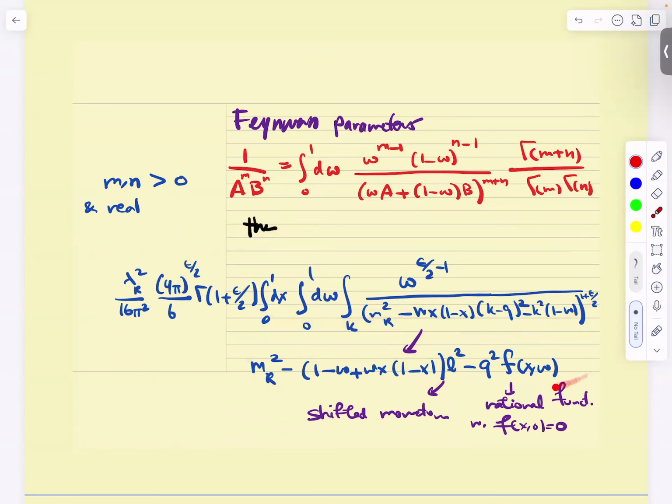And as always, there's a shifted momentum, right? So this is the structure of it. It's going to be an integral over x. There are a bunch of gamma functions. The integral over x came out of the first Feynman parameters. The integral over w came out of the second Feynman parameters, right? And then there are all sorts of powers, but what is down here is mr squared minus w times (w x minus 1), this factor to the power of 1 minus epsilon over 2.